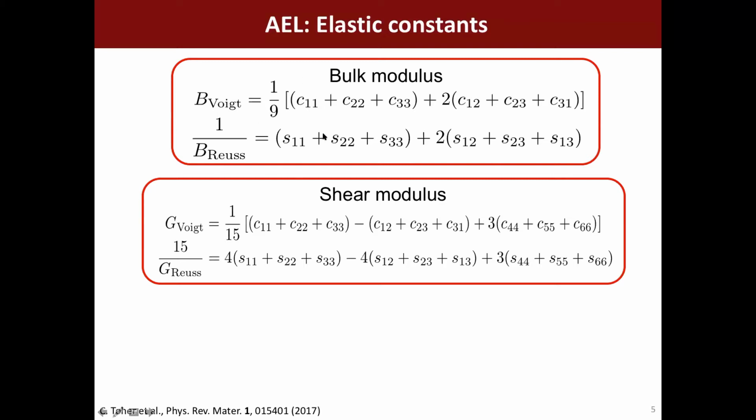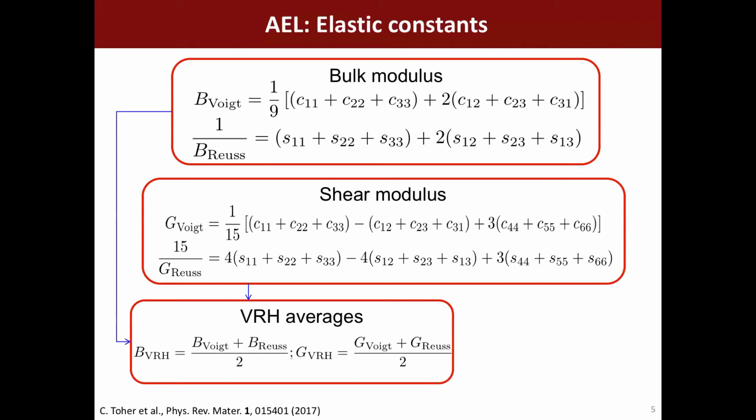In contrast, in the Reuss approximation, you assume that the stress is uniform across all the grains, and that the strain is then the sum of the strains of the individual grains in series. And this gives a lower bound on these elastic moduli. Then you can take an average of this upper bound and the lower bound, and you get what's called the VRH average. This is the Voigt-Reuss-Hill average. It's just a simple arithmetic average of these two upper and lower bounds.